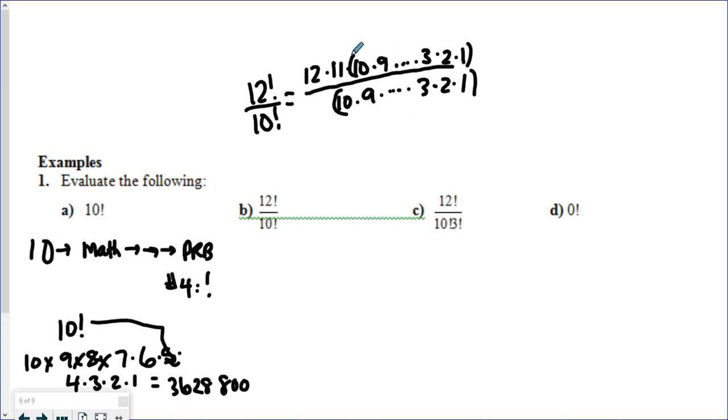So what we can actually do is, it's a factor of both. So we can cancel out the bottom, cancel out the top, and all that's left is 12 times 11. So 12 times 11 is 132. So again, you could have put that into your calculator and got 132, or you can look at it the algebraic way: 10 factorial is less, so the only thing that's going to remain is just 12 times 11.